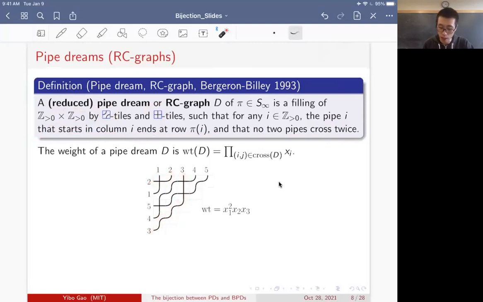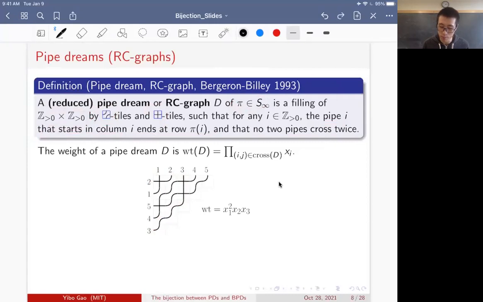And also recall that pi is an infinite permutation, so we in fact have all of these pipes afterwards will just go in this 45 degree angle. And this is like a tiling of the infinite grid, but we just usually write it down in a staircase shape so that we omit the boring stuff afterwards.